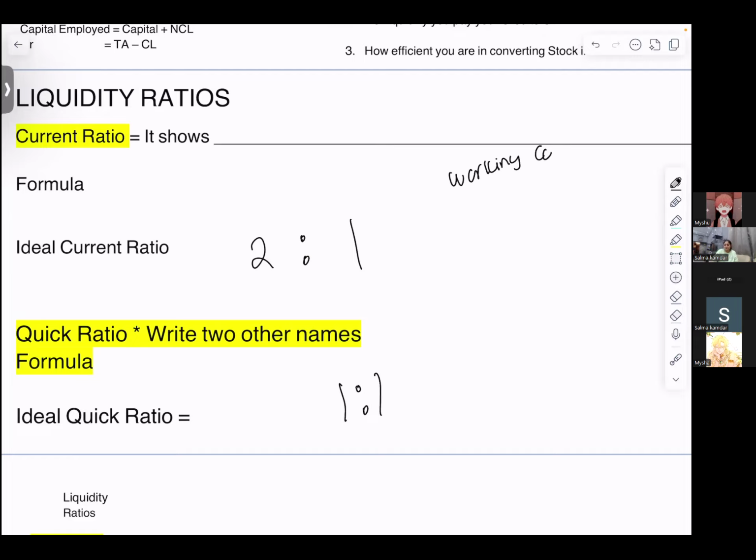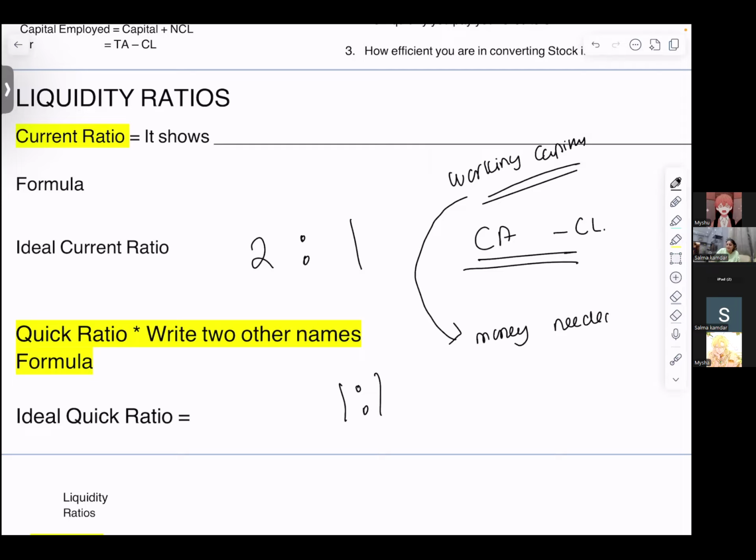How do you find working capital? Current assets minus current liabilities. What does the working capital tell us? Money needed for day-to-day operations. Okay, fine. With this, we've completed profitability ratio and liquidity ratios.